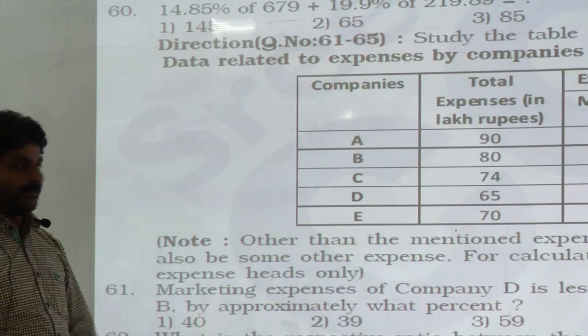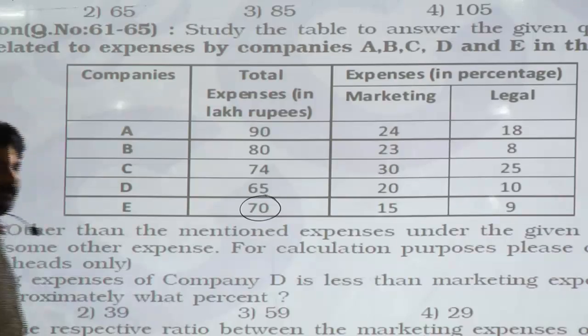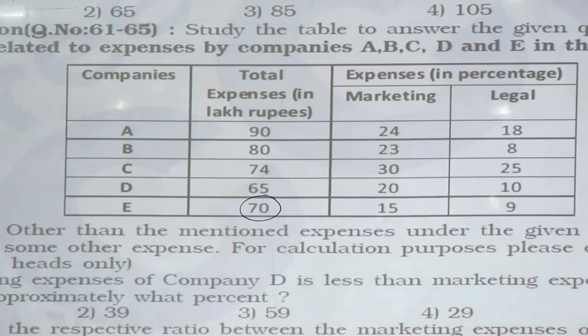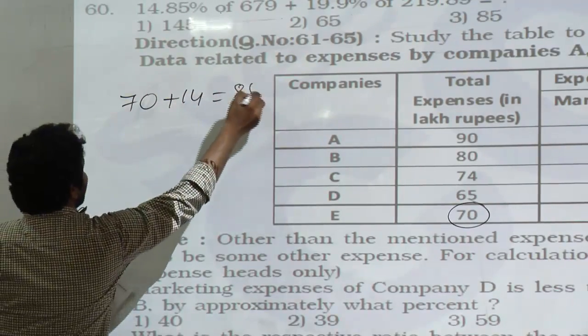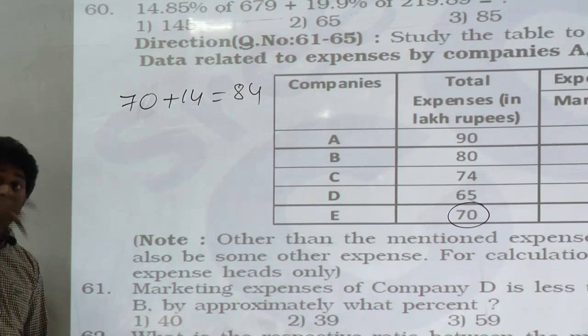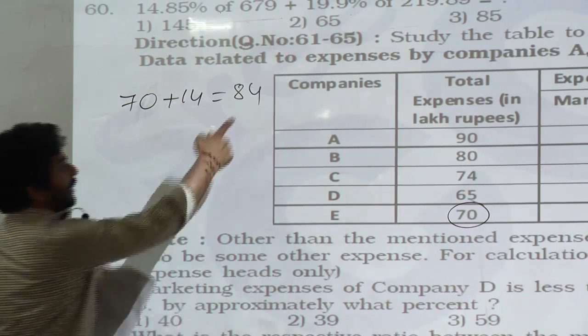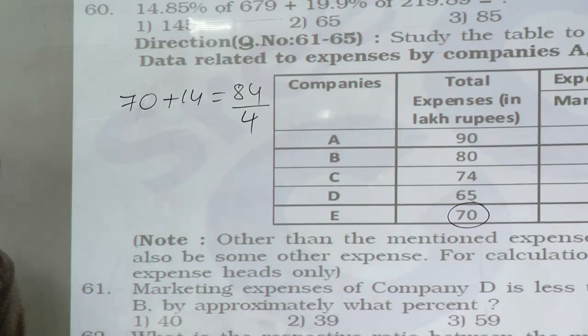This is for which company? Company E in April 2012 was 70, right? 70. In October that will be 20% more. 20% of 70 is 14. So total that is 84. And marketing expenses in that month, October, will be 25% of this. 25% in the sense 1/4. How much is that? 21. Fourth option.